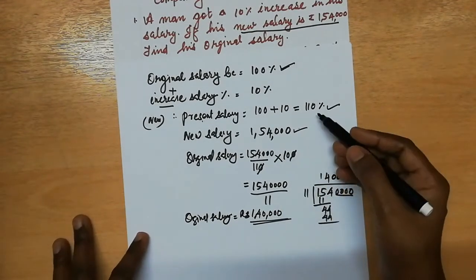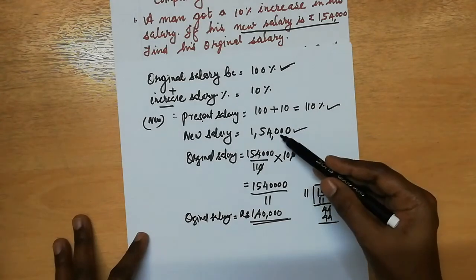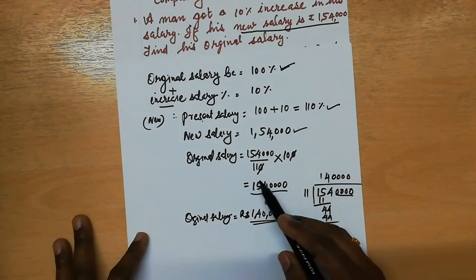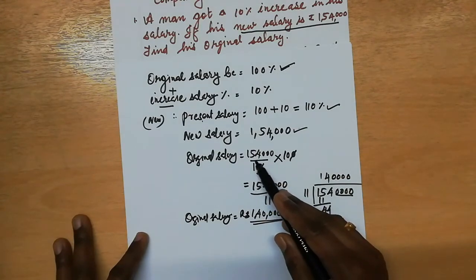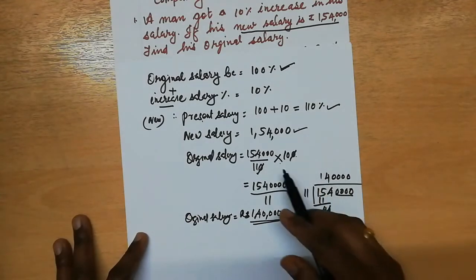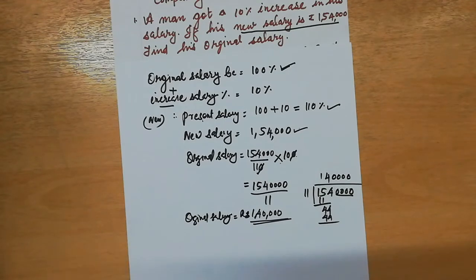What is given, we have to take. Here we find that 1,54,000 is his new salary. That is 110%. So we will write 110% is 1,54,000. Then 100% is how much? That is the statement. Okay, clear? I think all of you are clear with this first question.